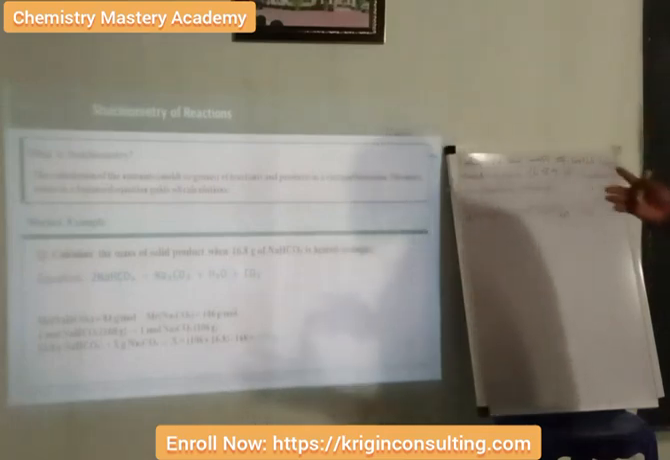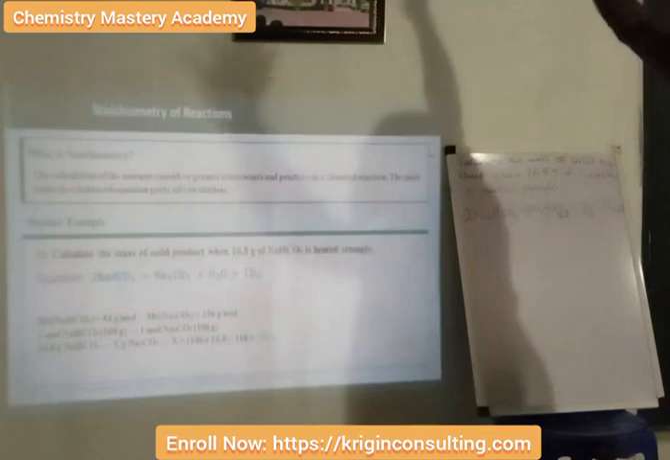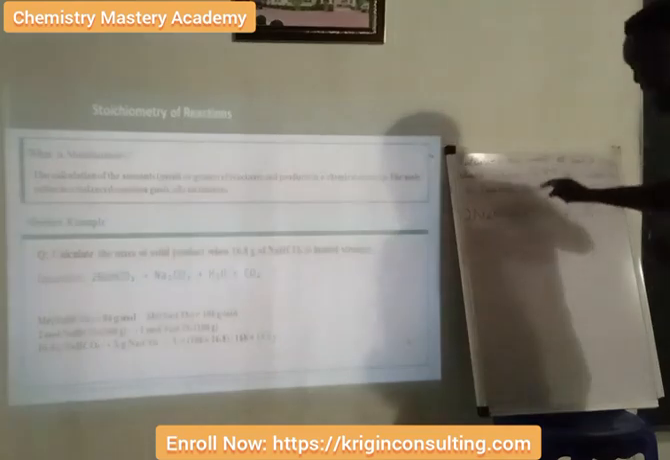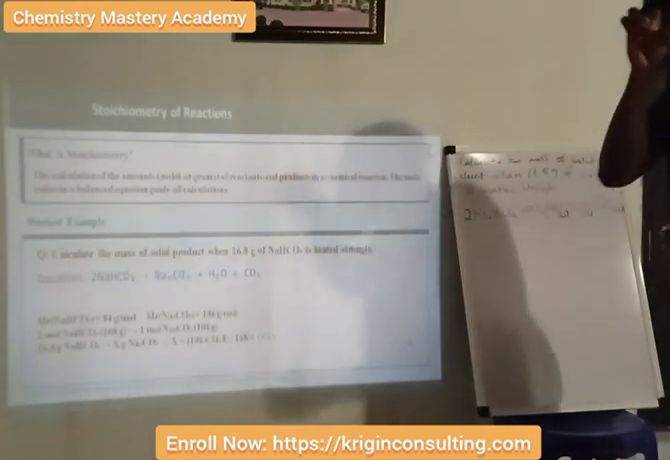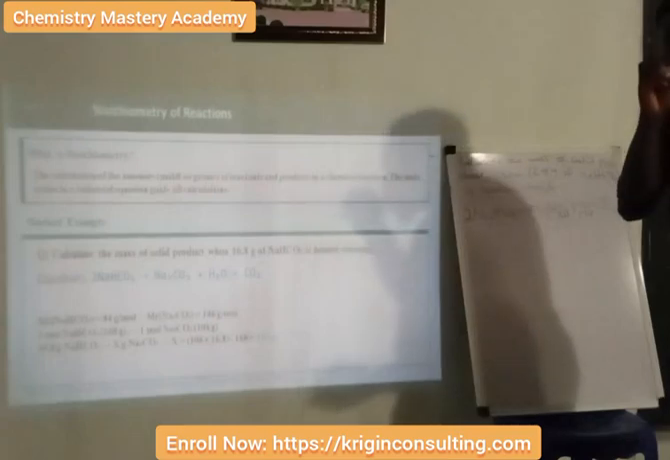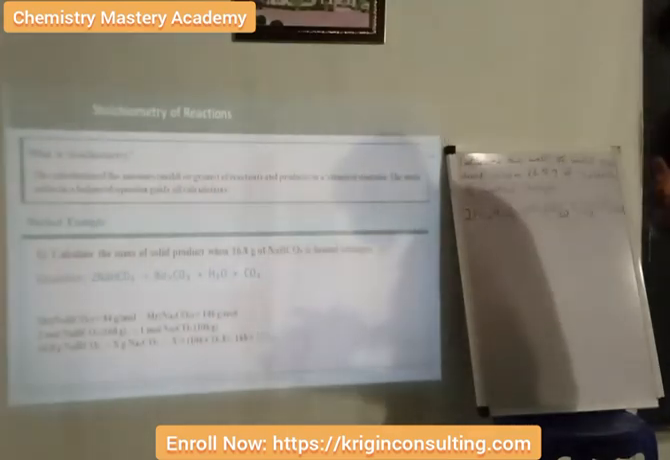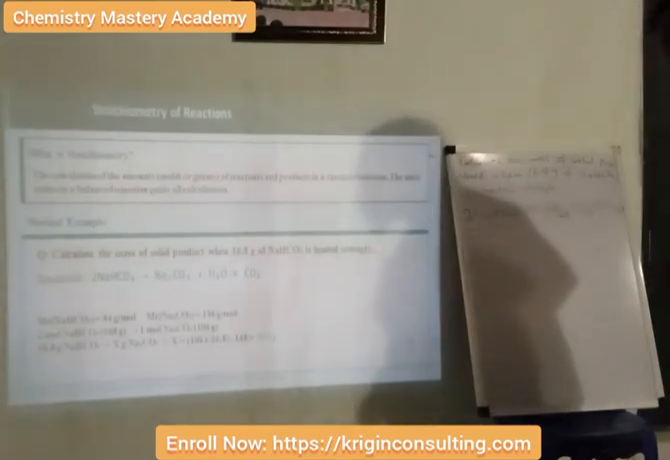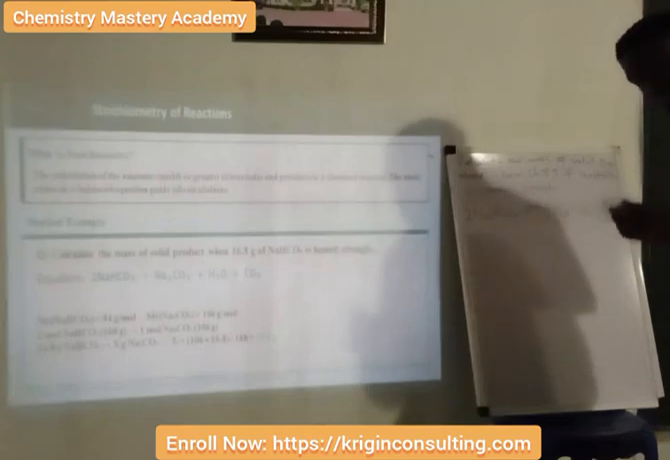There is a difference between reacting mass and molar mass. Molar mass is the entire mass of the substance, the total mass of the substance, while reacting mass is just a fraction, a part of that total mass. Are we following now? So now, how do we get the molar mass of this substance?